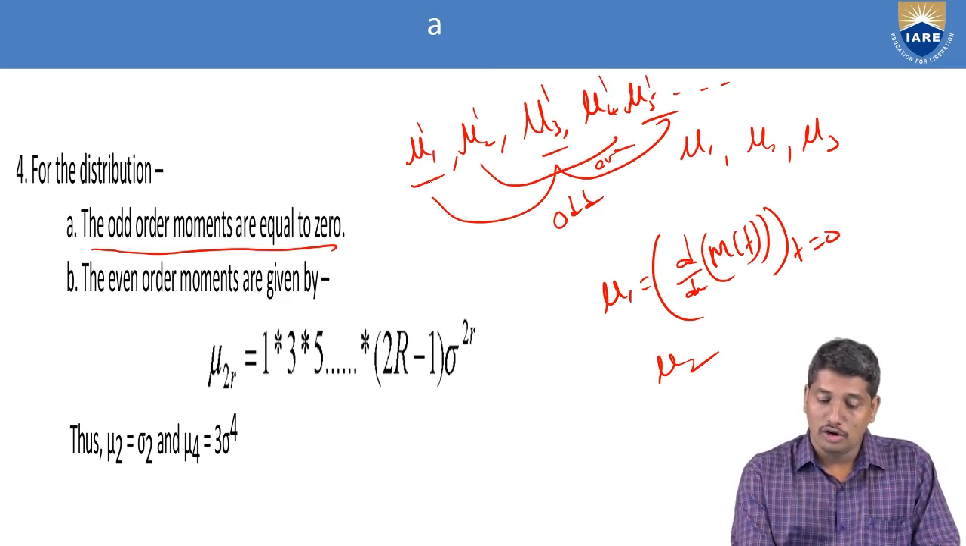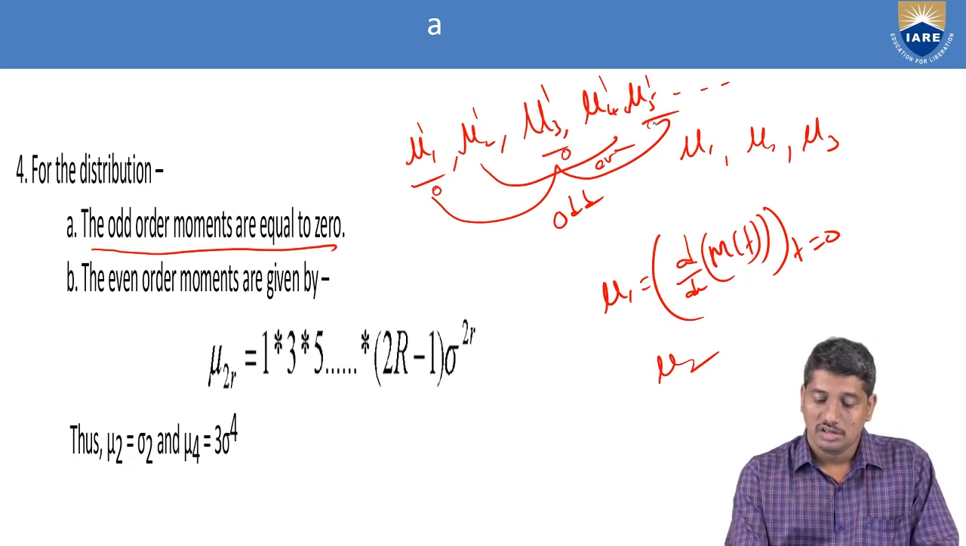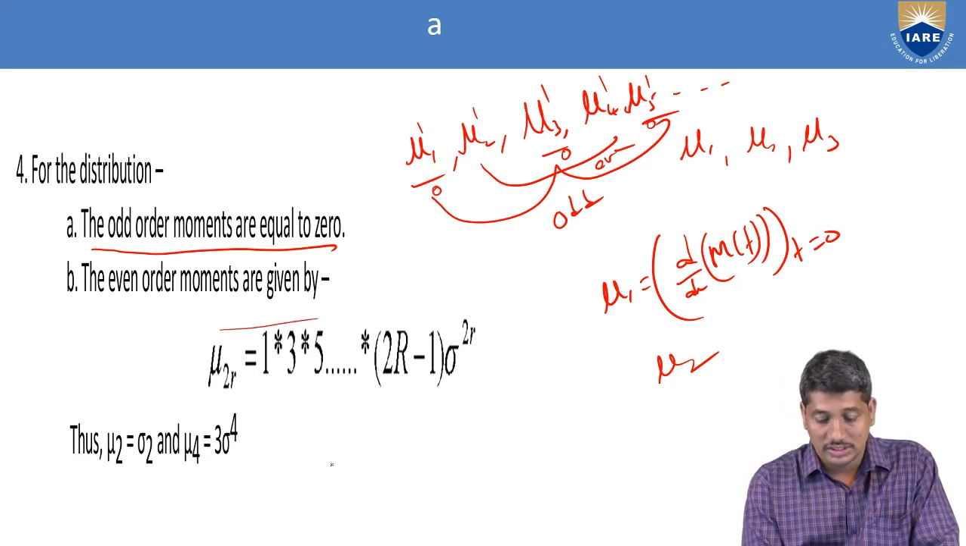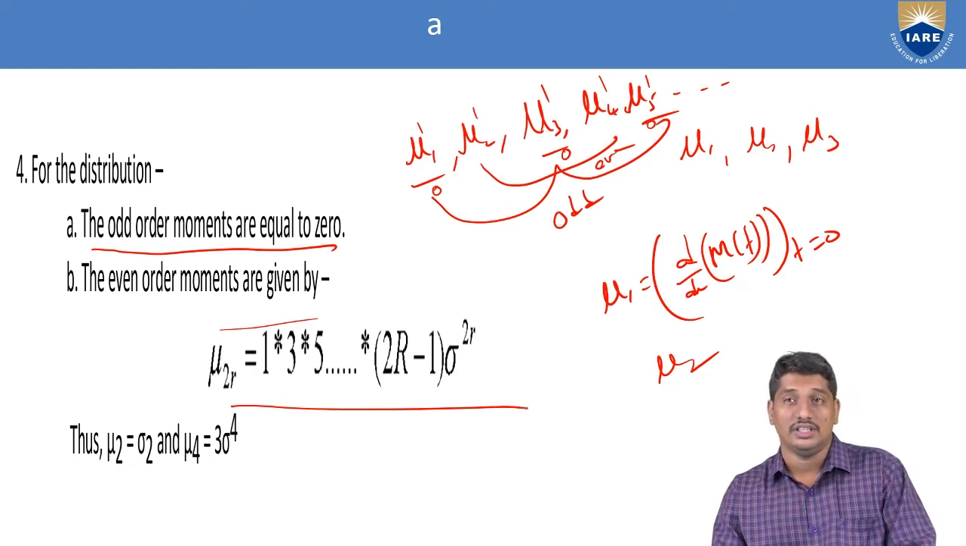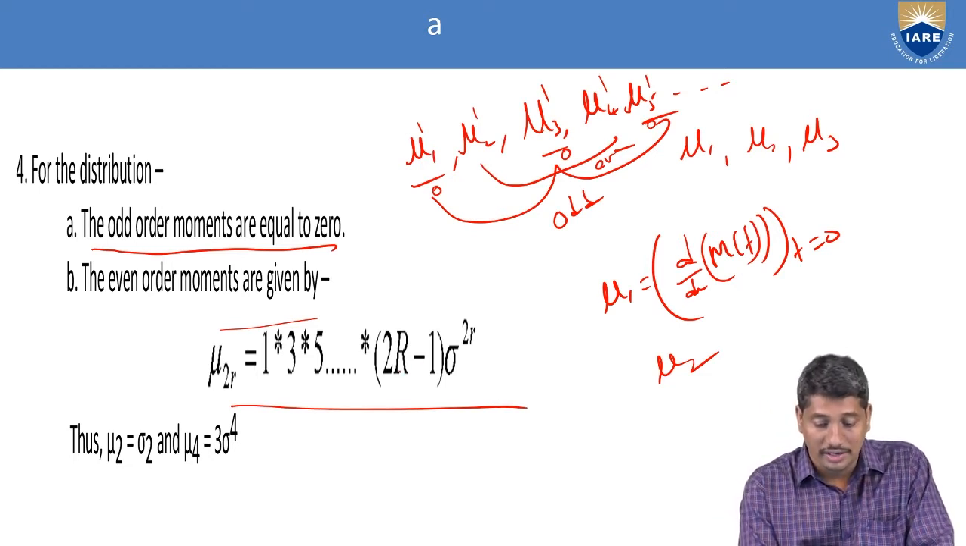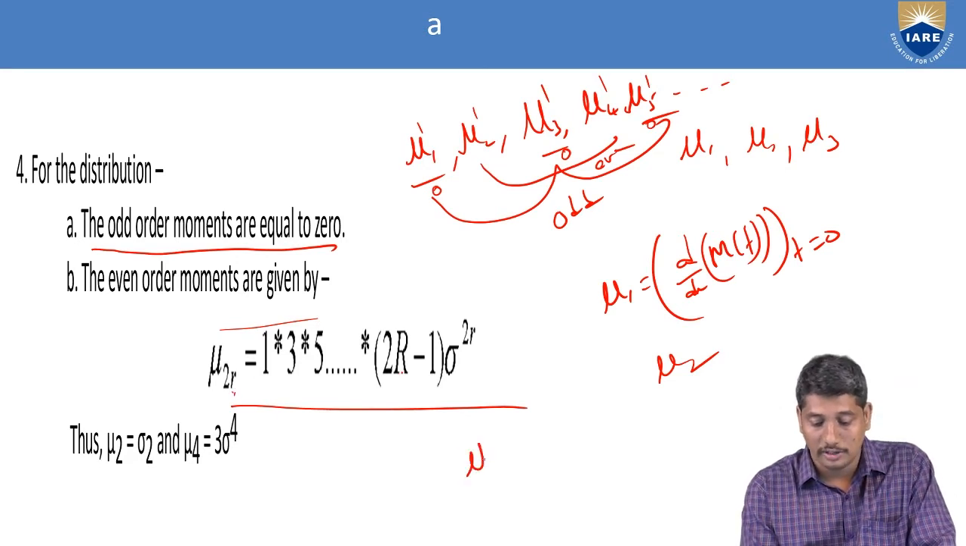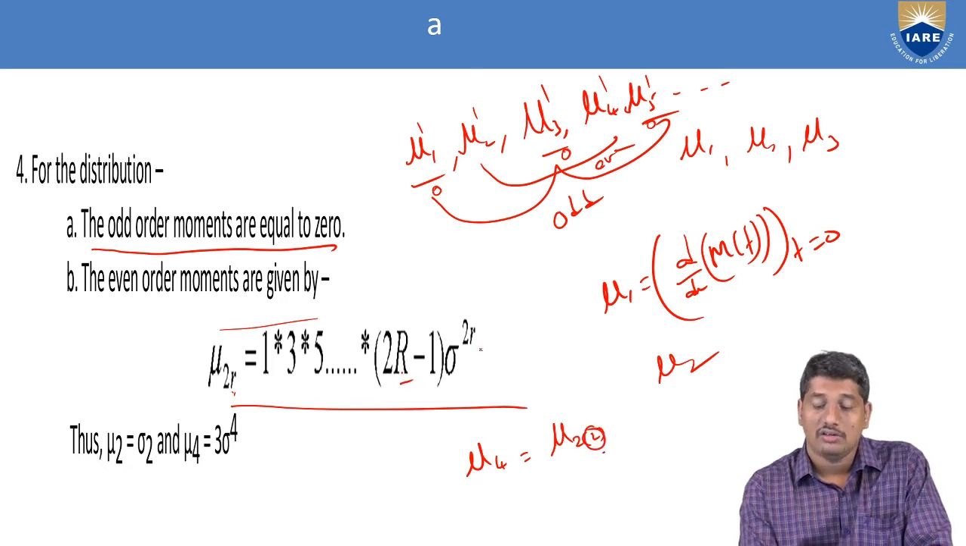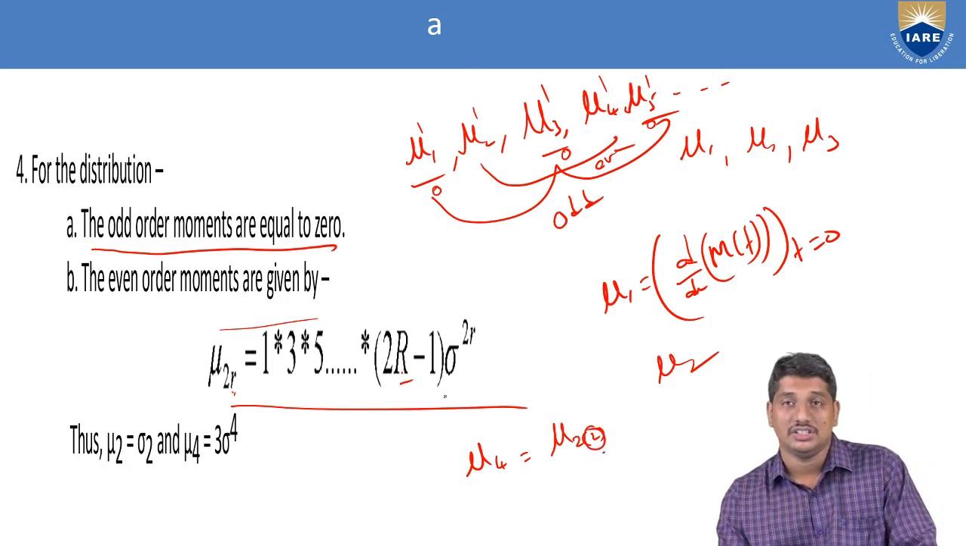Okay, all odd ordered moments will be zeros, and all even ordered moments can be obtained through this formula. That is what it is saying. R means the index. Suppose you are calculating mu4, it can be written as mu2, with 2 as R. And sigma is the standard deviation.